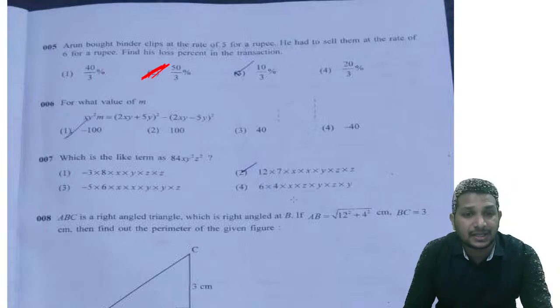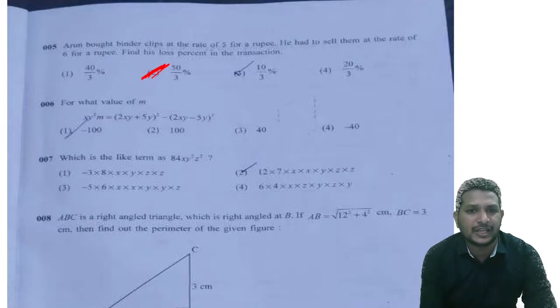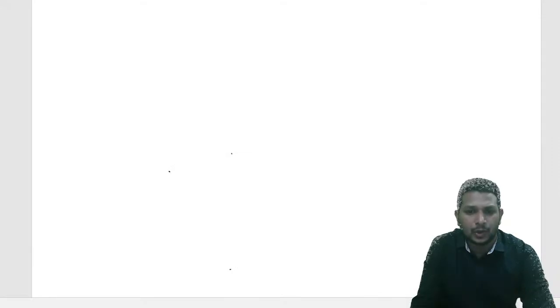Next question number 6. For what value of m, xy square m equals (2xy plus 5y) whole square minus (2xy minus 5y) whole square. We need to find the value of m here. So over here, first we'll try to expand the formula. If you look at this question carefully, the RHS is in the form of (a plus b) whole square minus (a minus b) whole square.